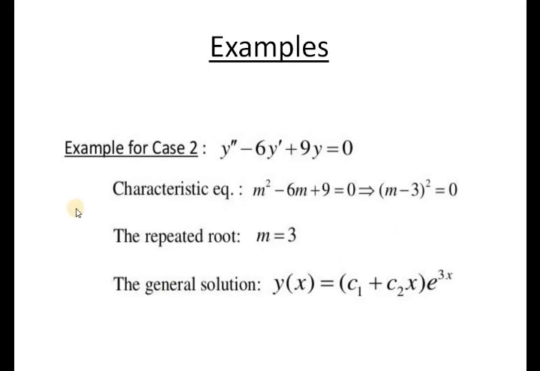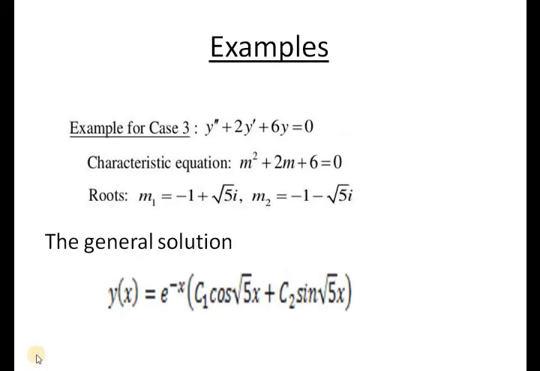Then an example of case 2. Consider the differential equation y double dash minus 6y dash plus 9y equal to 0. So the characteristic equation will be m square minus 6m plus 9 equal to 0, which is the expansion of m minus 3 whole square equal to 0. So m equal to 3 and 3, a repeated root m equal to 3. So according to case 2, the solution y of x will be equal to c1 plus c2x into e raised to 3x.